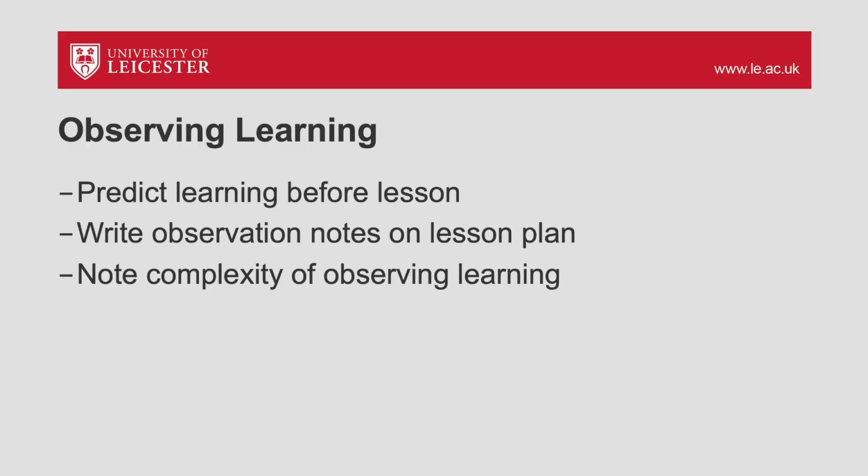One of the challenges for lesson study groups is the observation of learning, and this needs to be discussed in detail during the planning meeting, so that the observers and the teacher in the group predict what kind of learning they expect to see at every stage of the lesson. And it's a good thing to write those predictions down on the lesson plan. In addition, it's a very good idea to leave a column in the lesson plan so that you can write observation notes on the lesson plan about what kind of learning they think they can see during the lesson.